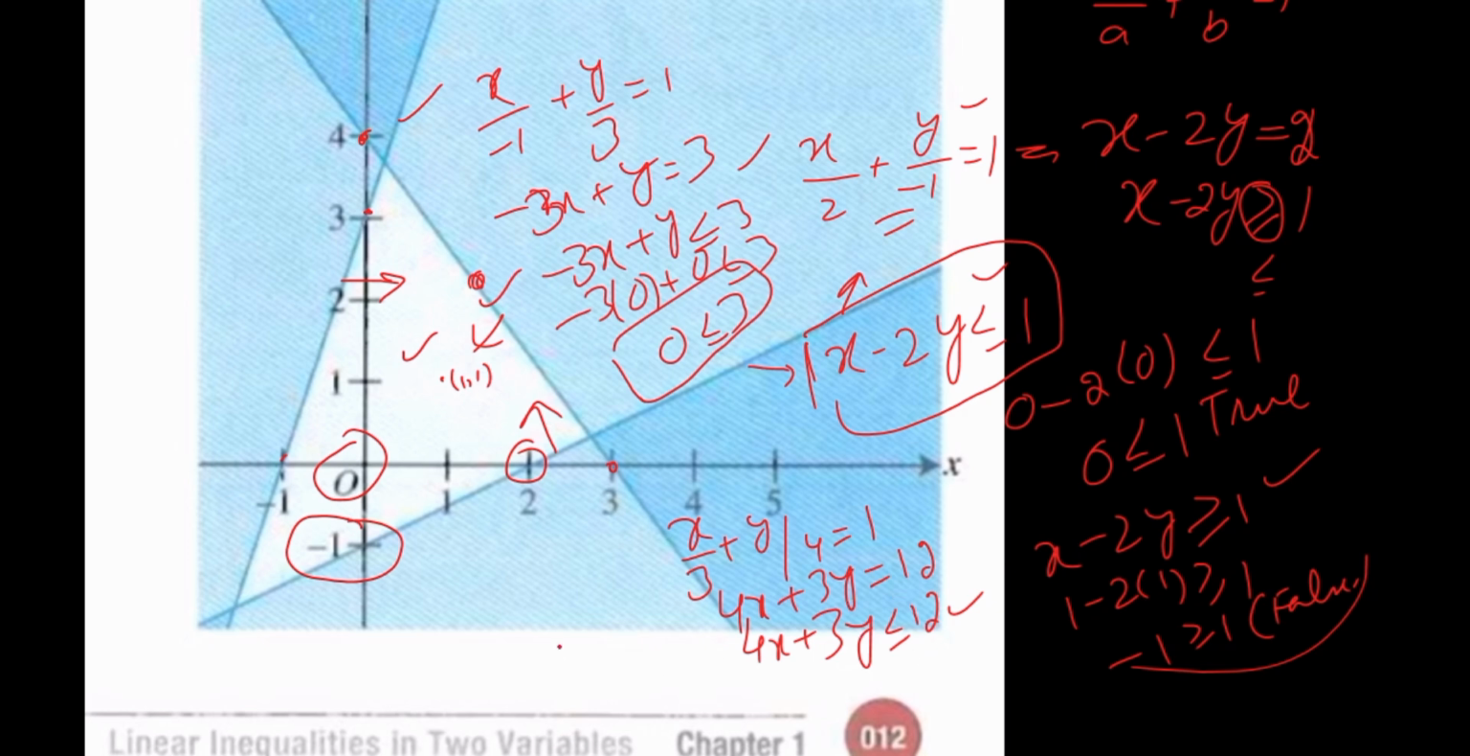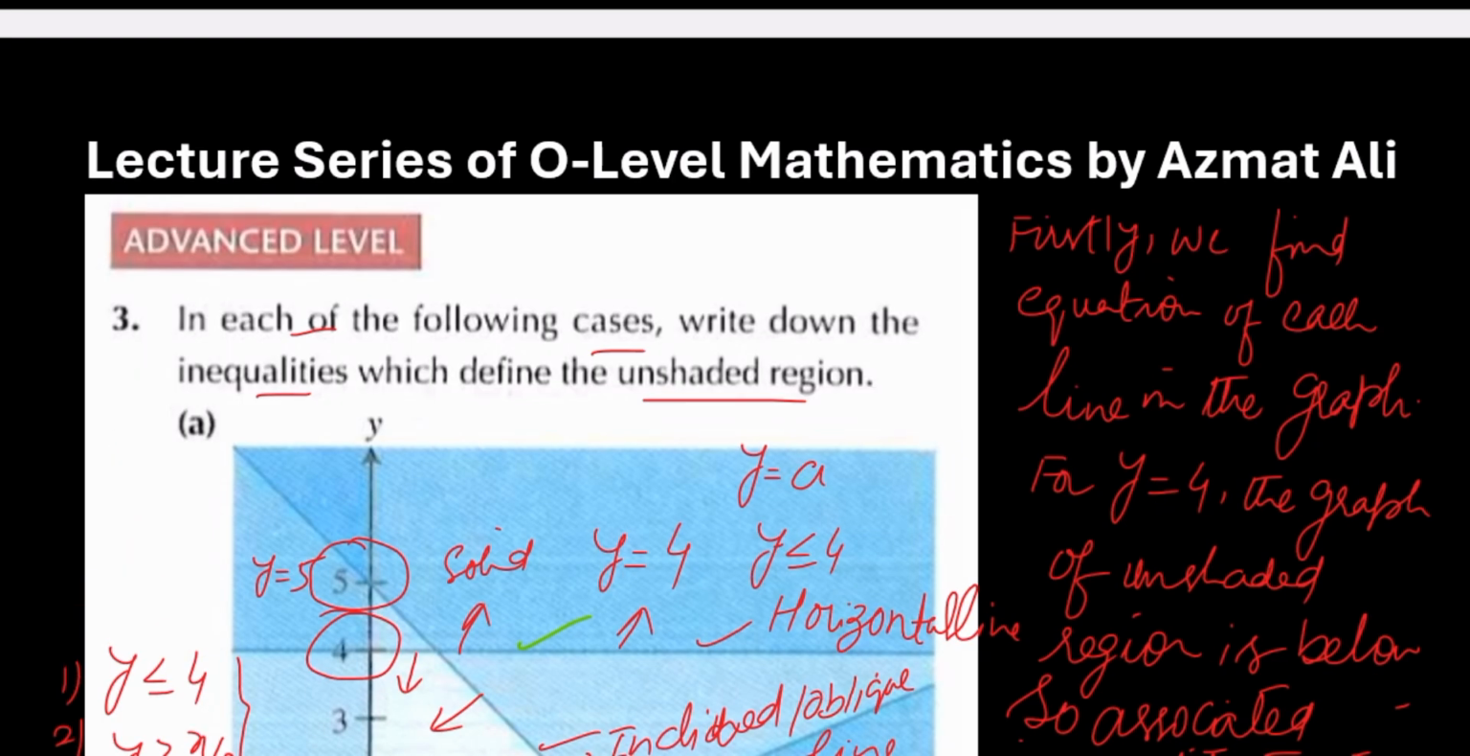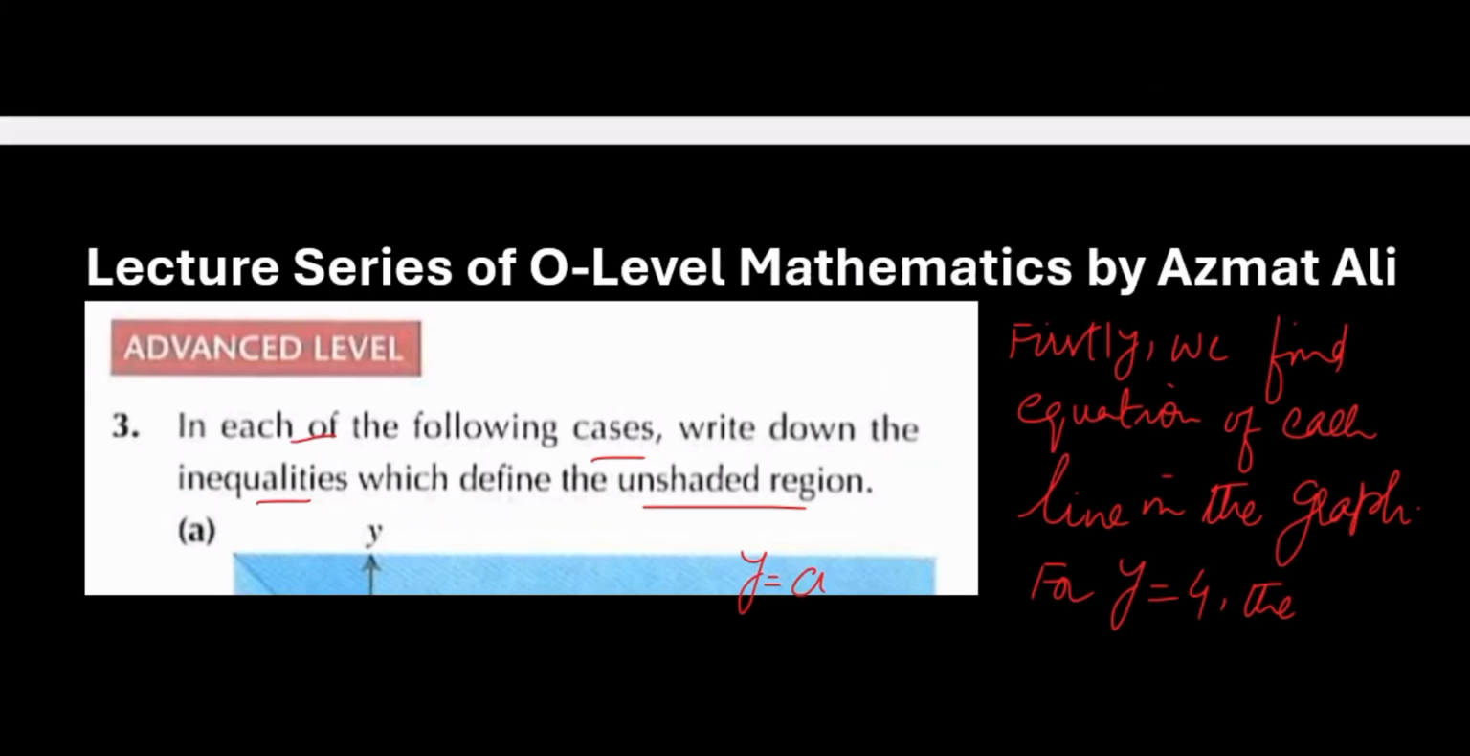So the three inequalities that define the unshaded regions are: the first one is x minus 2y less than or equal to 2, the second one is minus 3x plus y less than or equal to 3, and the last one is this. So in today's lecture we have completed question 2 and question 3 from this book.